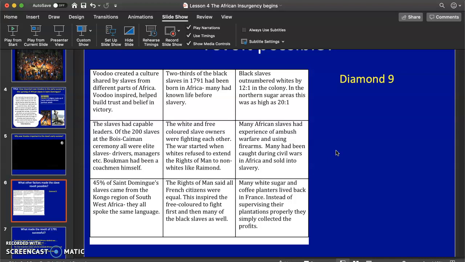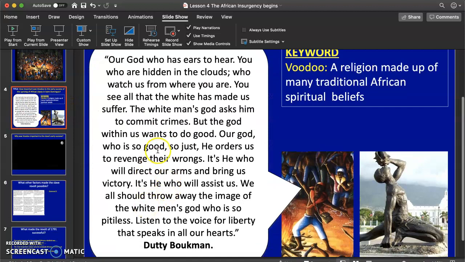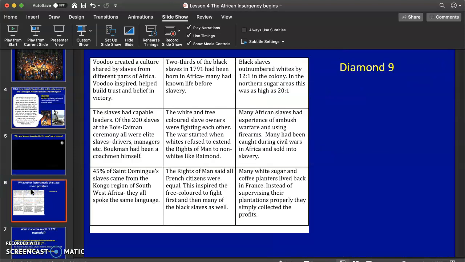This was extreme violence being used by the slaves, and some people will argue that the only way they could get what they wanted, which was, as Dutty Boukman said here, liberty, was through violence. That was the only way that they could escape the bondage that they've been held under for so long.